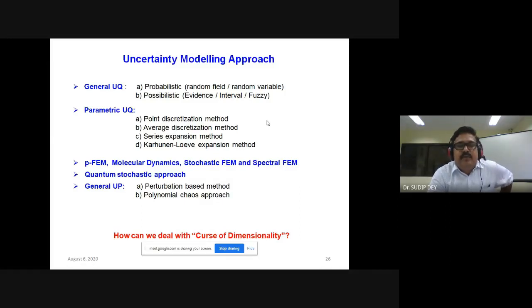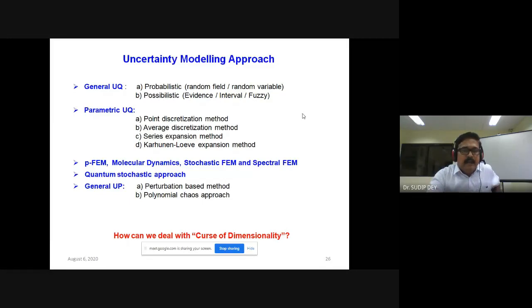Uncertainty modeling: the general UQ approaches are the probabilistic model and the possibilistic model. Now possibilistic is backed by some limitedness. Like if we have limited data, we can have different kinds of approaches, like the Dempster-Shafer approach. We can have the interval approach, evidence theory. So these are the different approaches. Other than that, we can have parametric uncertainty quantification like point discretization method, series expansion, Karhunen-Loeve expansion theory.